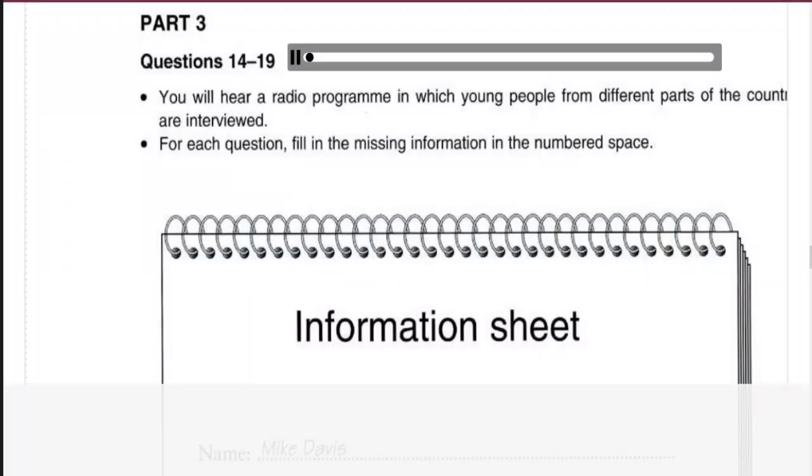Now turn to Part 3, questions 14 to 19. You will hear a radio programme in which young people from different parts of the country are interviewed. For each question, fill in the missing information in the numbered space. You now have 20 seconds to look at Part 3.